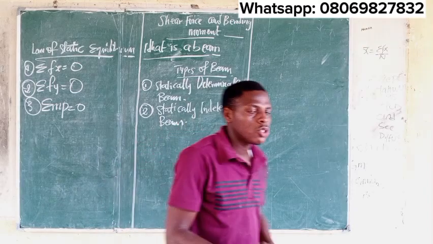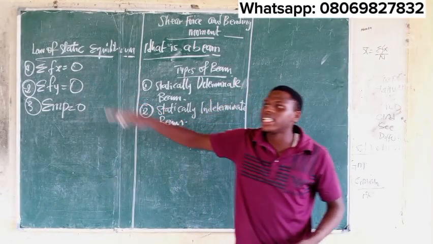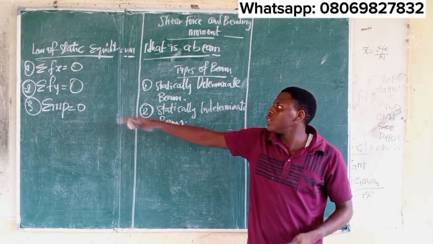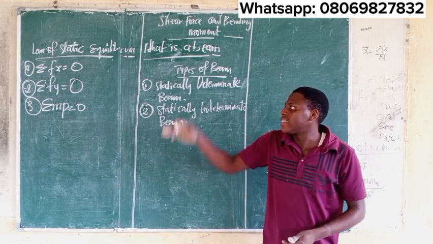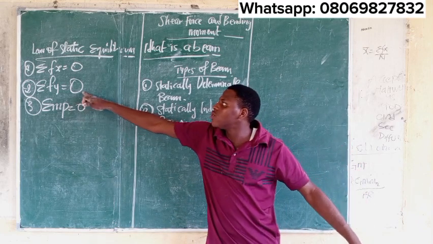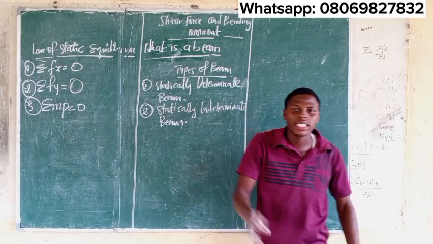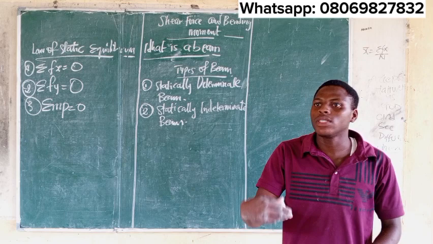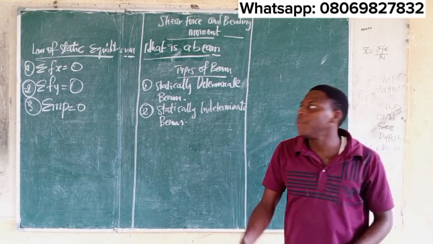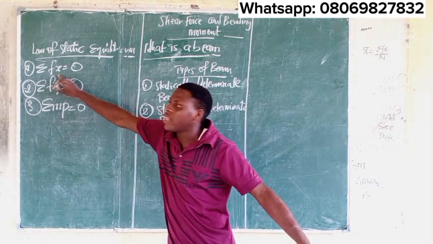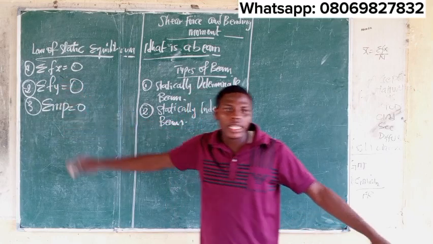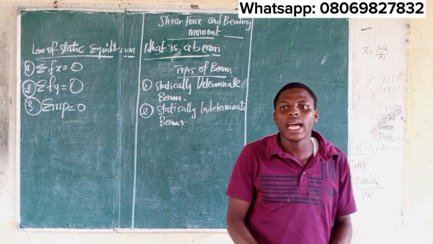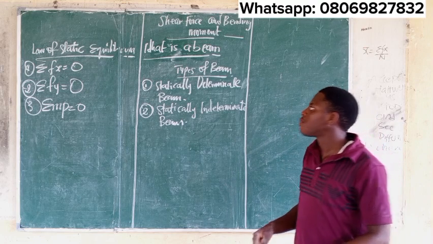The first one is sum of forces along the x-axis is 0. The second one is sum of moments at a point is 0. While the last one is sum of forces along the y-axis is 0. So you might be asked, give the laws of static equilibrium. We quickly remember that summation of Fx is 0, summation of Fy is 0, and summation of moment at a point is 0.